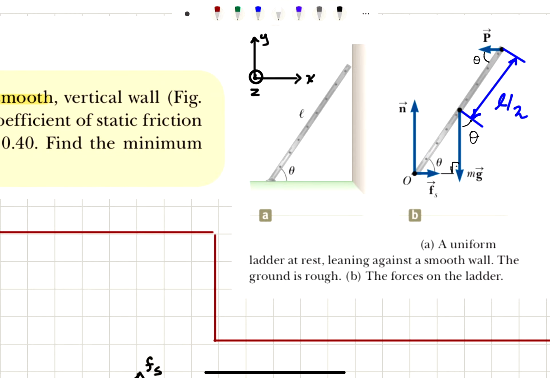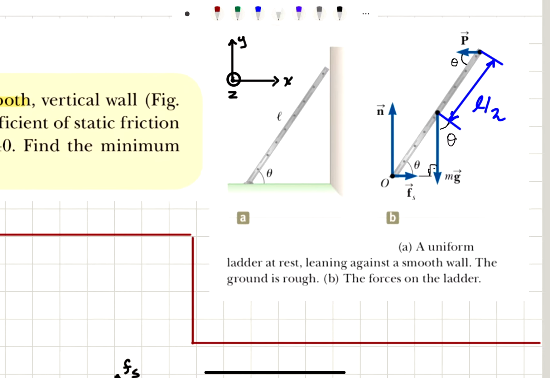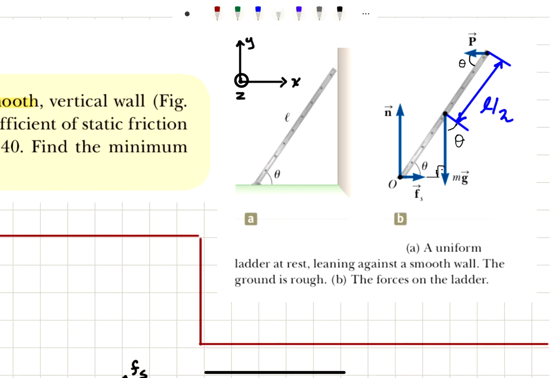So you can see that it is leaning against the wall. There's no friction here, but there is friction between the ground and the ladder. We're trying to find the minimum angle theta for the ladder to not slip against the wall. And if you look at the forces acting on the ladder here, because it's a uniform ladder, center of gravity is in the middle, we have mg pointing down.